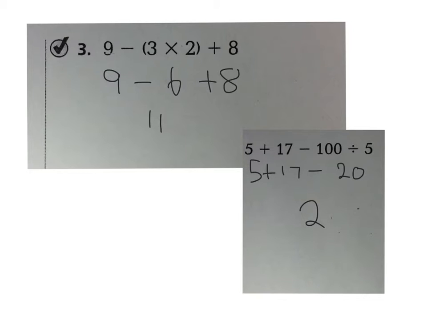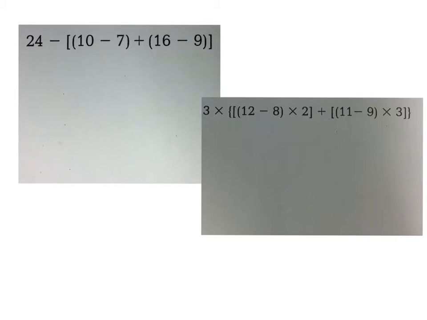Now let's look at 2 harder ones that have some brackets and some braces in there. So the first one says 24 minus, brackets, parentheses, 10 minus 7, close parentheses, plus 16 minus 9 in parentheses, and then close my brackets. So I'm going to start on the inside, I'm going to work my way up. I'm going to do the parentheses first, then I'm going to do the brackets, and then if there were braces, I do those after that. And that's all before I do anything outside of that.